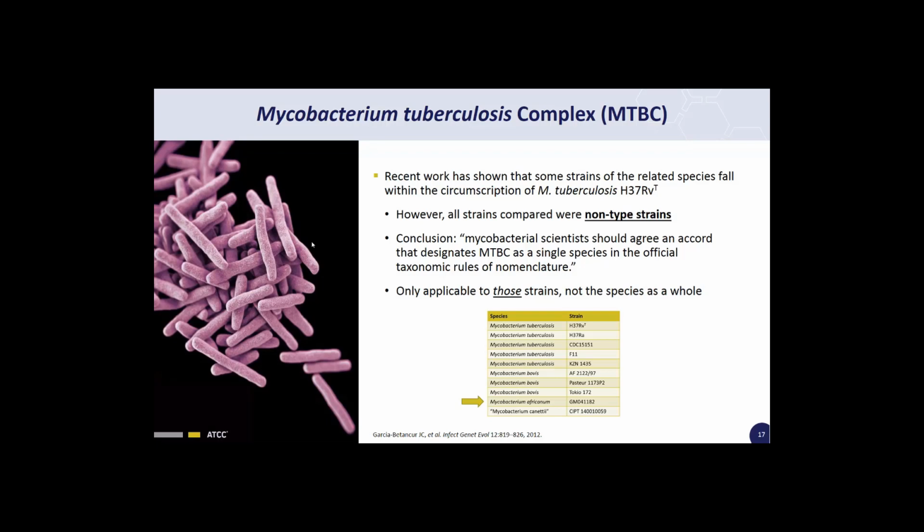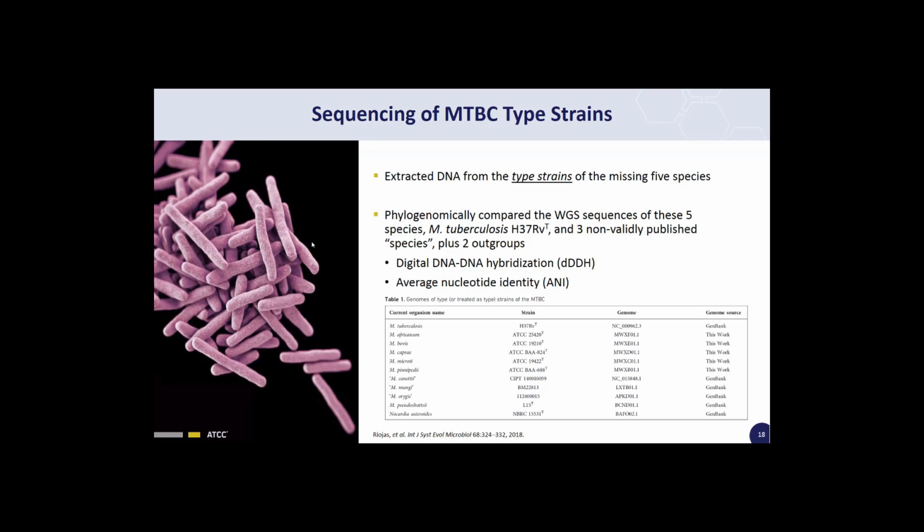So this is precisely what we sought to do in our research. Of the 6 officially recognized species, only Mycobacterium tuberculosis had whole genome sequence available for its type strain. The type strains of M. africanum, bovis, caprae, microti, and pinnipedii had not yet been sequenced. So in our work, we extracted genomic DNA from the type strains of the 5 missing species, shown here in Table 1 from our paper. We sequenced these genomes using Illumina sequencing and compared these whole genome sequences to each other, as well as to the genomes of H37Rv, 3 non-validly published species, and 2 outgroups. We performed these comparisons via both dDDH using the GGDC and average nucleotide identity using OrthoANI.